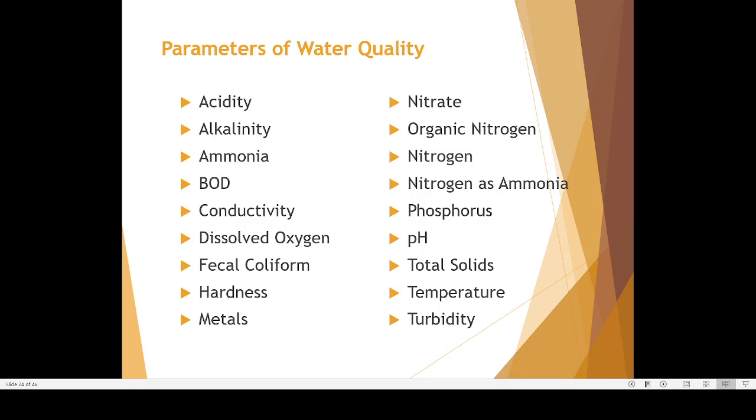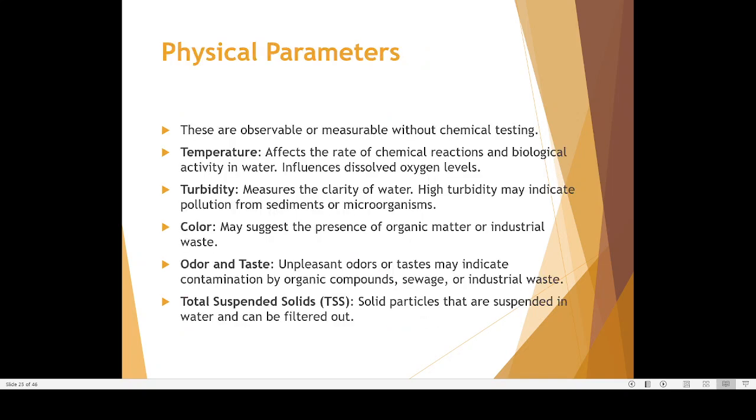These are the main parameters, and we can classify these parameters into 3 or 4 broad headings. The first one is the physical parameter. Coming to the physical parameter, these are observable or measurable without any kind of chemical testing. We are not checking what kind of chemicals are present. We will be checking the main features.